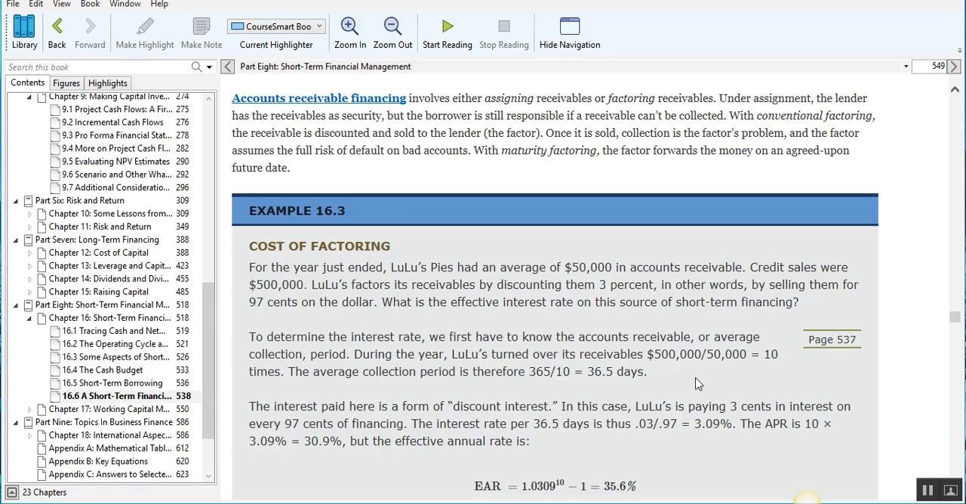With conventional factoring, basically you're going to have a receivable that you have on the books. You're going to send it out. It's going to be discounted, and it's sold to the lender. You're not actually retaining it. Once it's sold, collecting the receivable is no longer the borrower's problem, but the factor's problem.